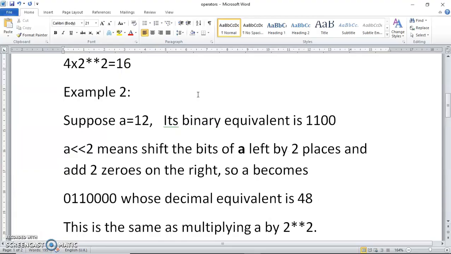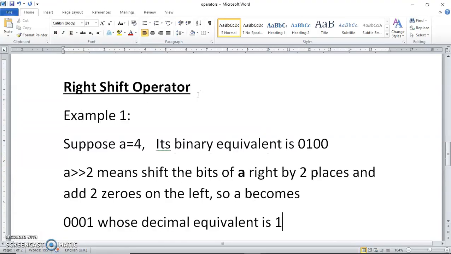So let's take the example for the right shift operator now. Same example, suppose A is equal to 4. Its binary equivalent is 0 1 0 0. So if I shift 2 bits towards the right, then these 2 zeros vanish and I have to add 2 zeros on the left.